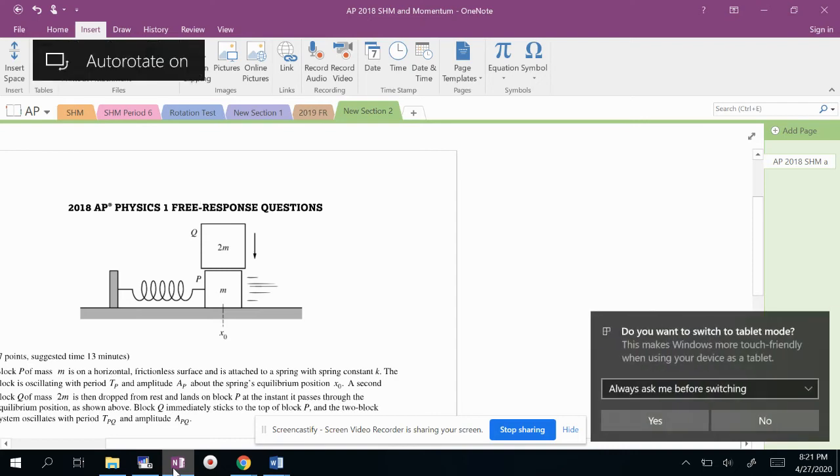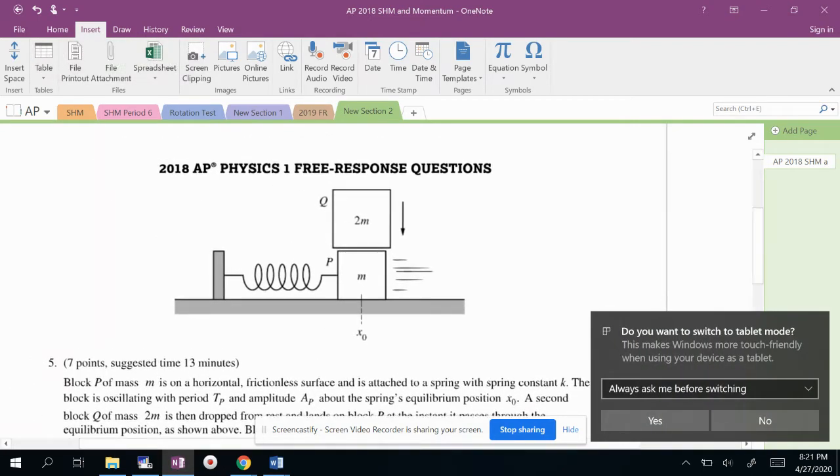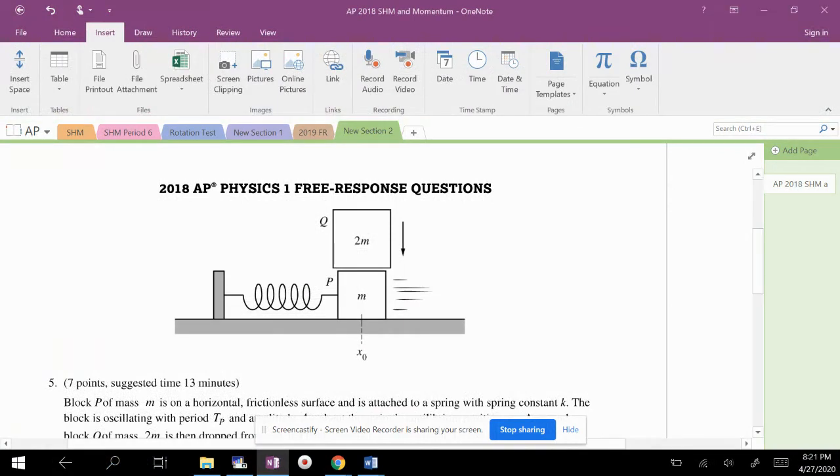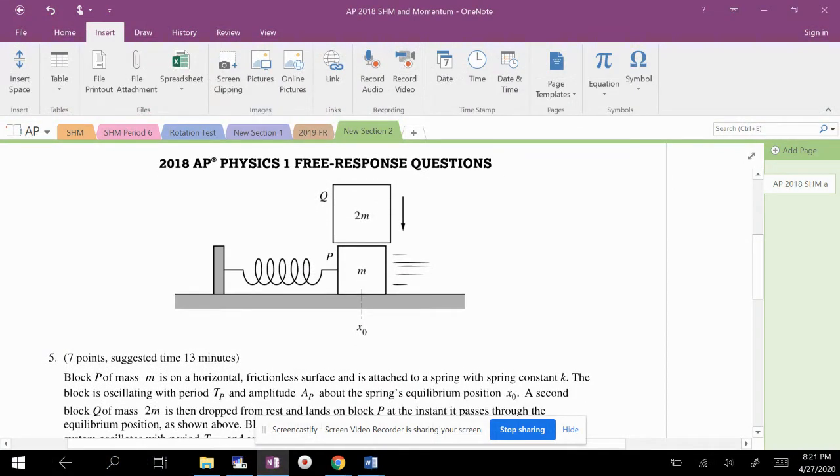Okay, I'm going to do this problem from the 2018 free response test. This is a very nice simple harmonic and momentum problem. So what you have here is a single block oscillating back and forth, no friction, and this is the equilibrium position. And then at one point, when it passes through the equilibrium position, this other block is dropped on it, and then they start oscillating as one system back and forth.